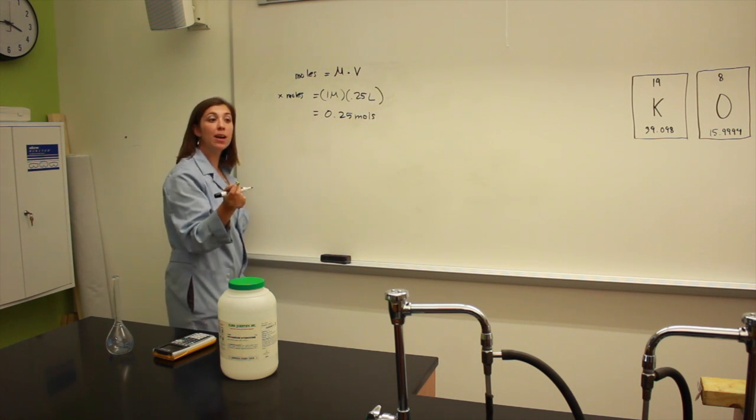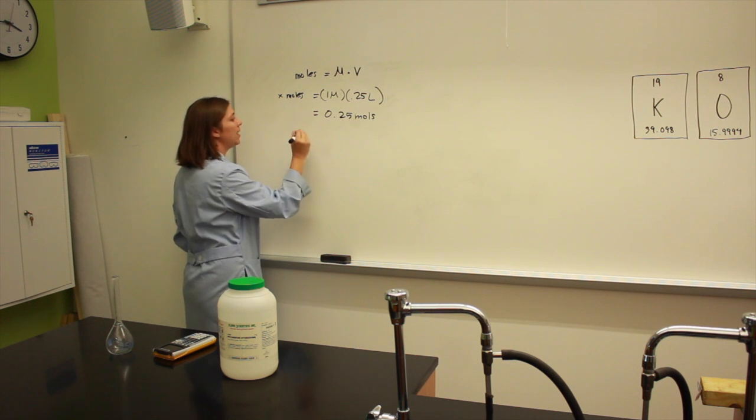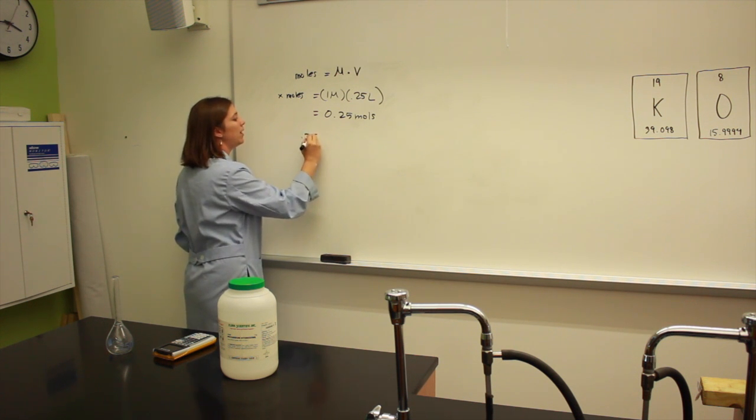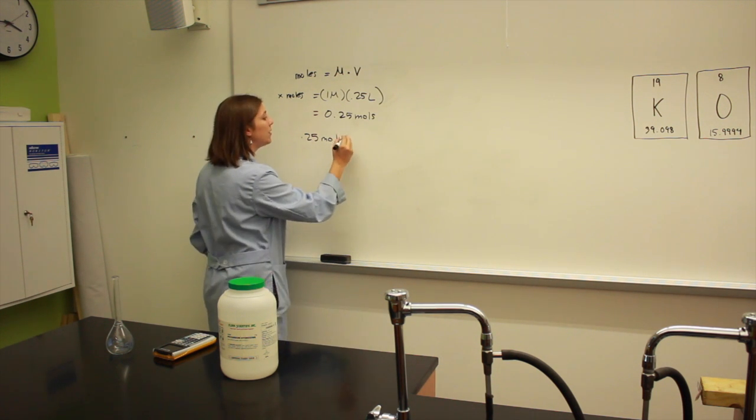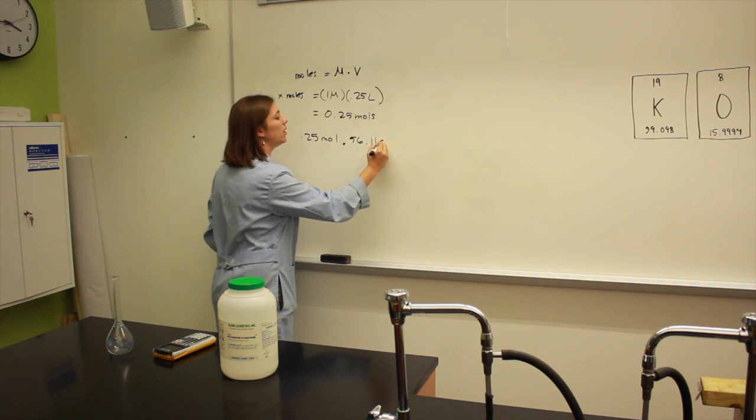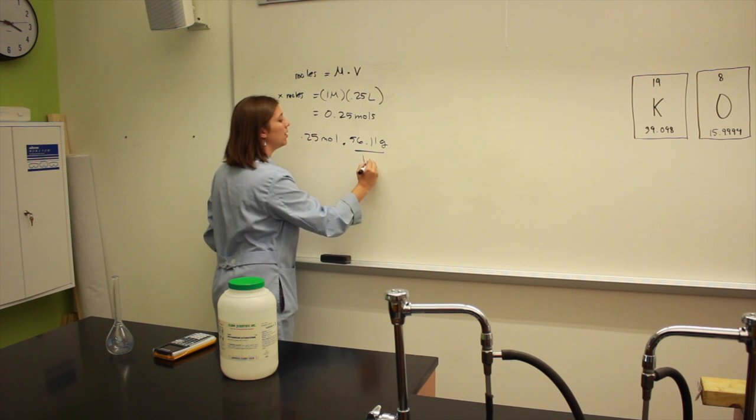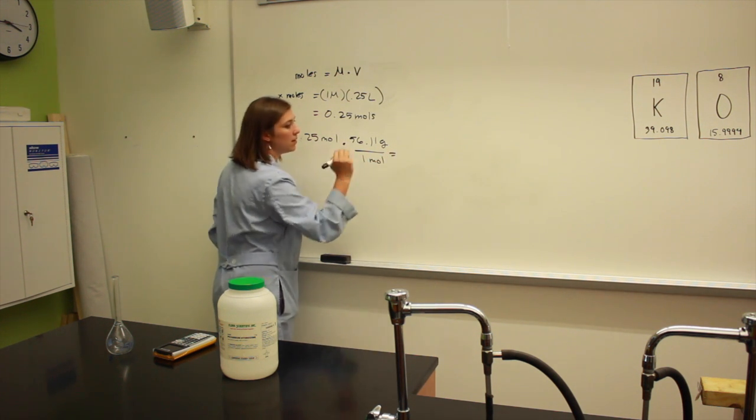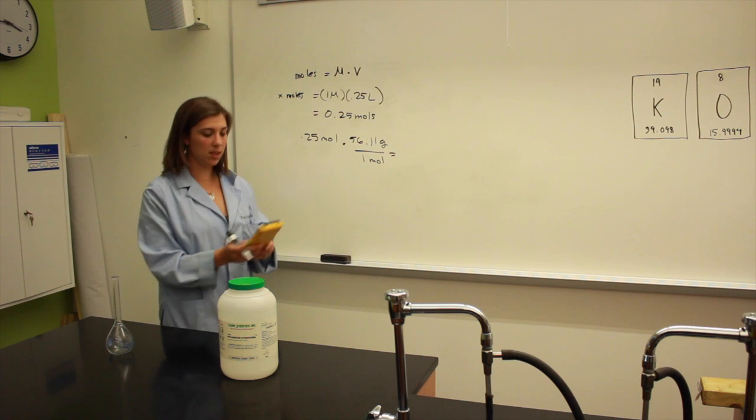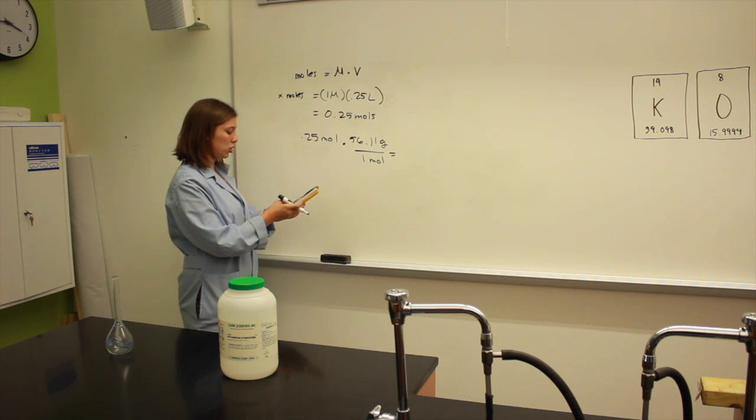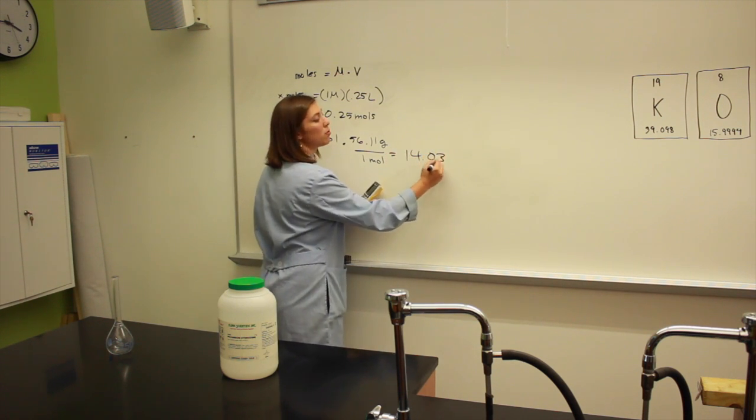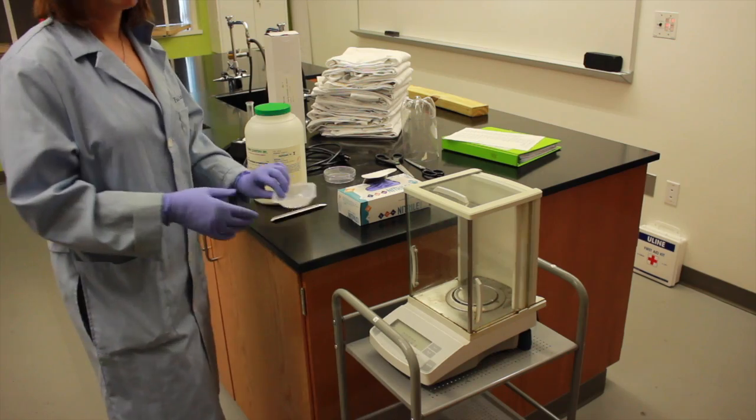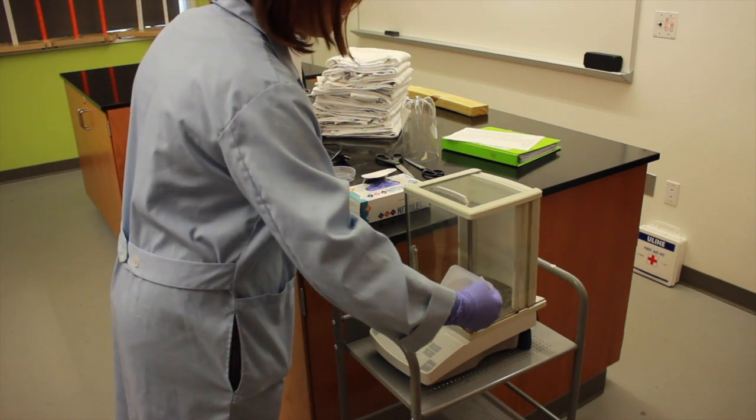And then to figure out how many grams I need to weigh out, that's going to be 0.25 moles times the molar mass of KOH, which is 56.11 grams per mole. So this is going to give us about 14.03 grams.